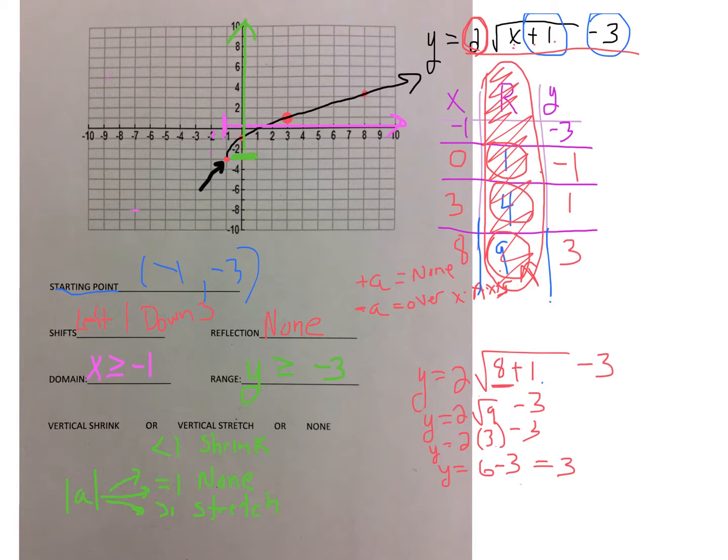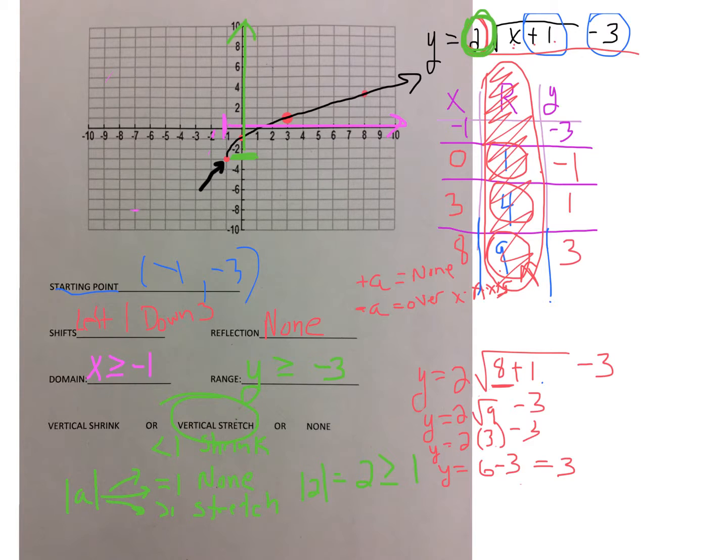Okay, now looking at my a value here, my a value was positive 2. So the absolute value of 2 is 2. Okay, so now comparing it to 1, 2 is greater than 1, which means this is a stretch. So now we've got everything we need.